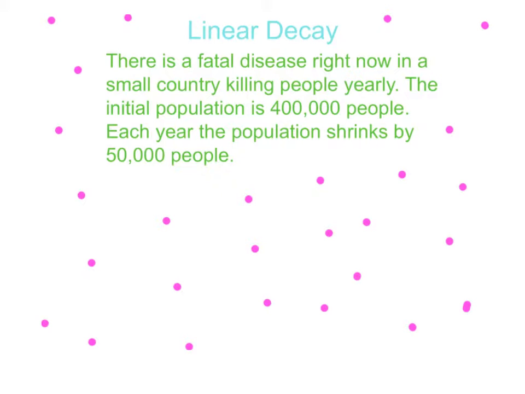Linear decay. There is a fatal disease right now in a small country killing people yearly. The initial population is 400,000 people. Each year, the population shrinks by 50,000 people.